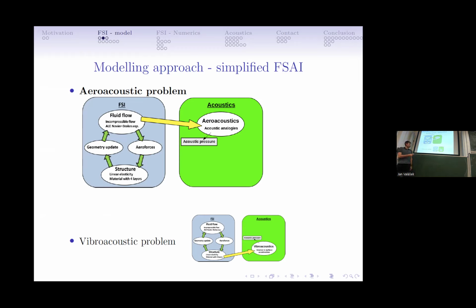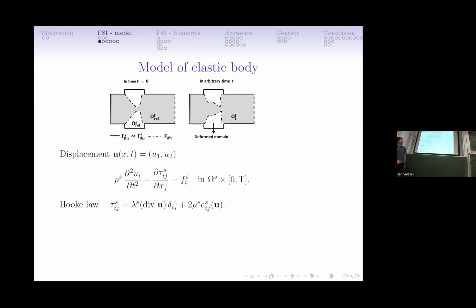And we can do something similar also with the vibroacoustic problem, at least for speech, normal speech, and not too loud. Okay, so let me look at the mathematical model for the fluid structure interaction problem.